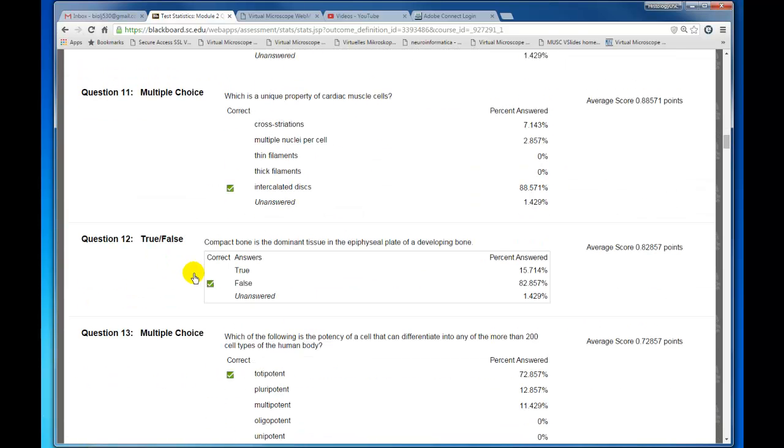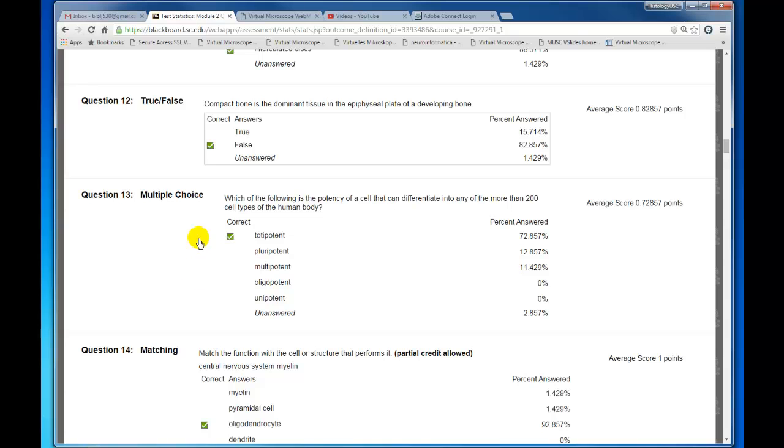And number 13, this is all about which of the following is the potency of a cell that can differentiate into any of the more than 200 cell types in the body. Well, that is totipotent. That is totally potent. Pluripotent means multiple or many, multi or several, oligo or few, and uni is just differentiating into one cell type.